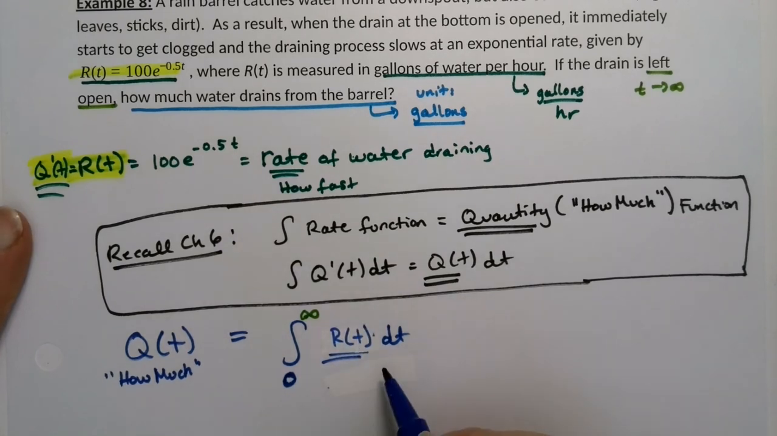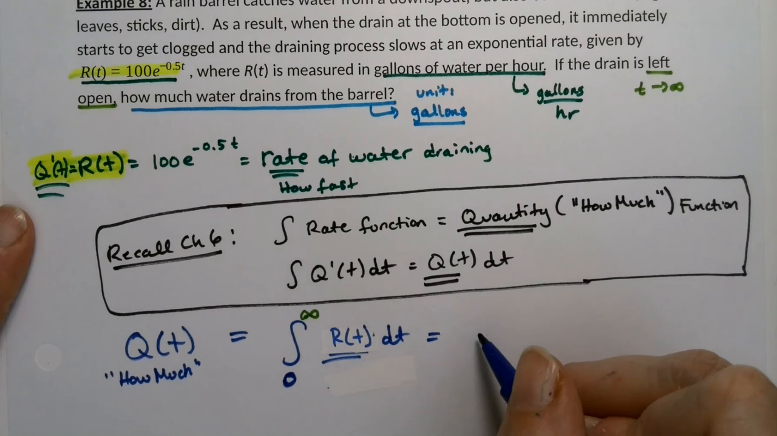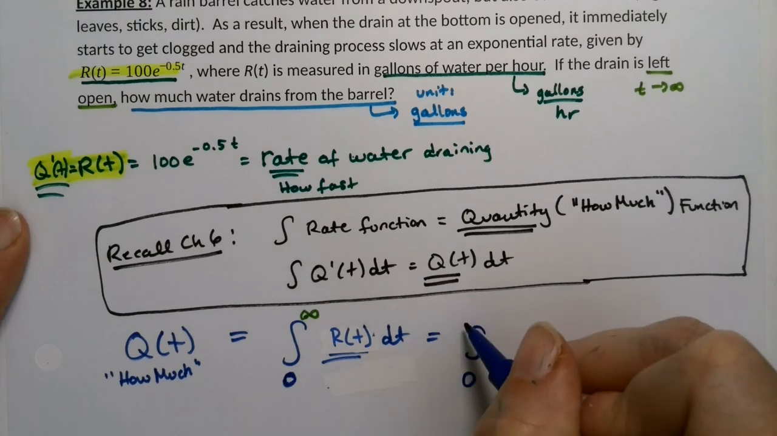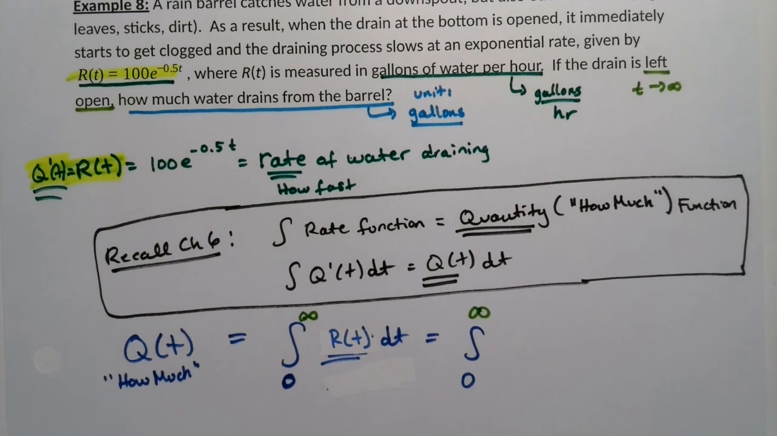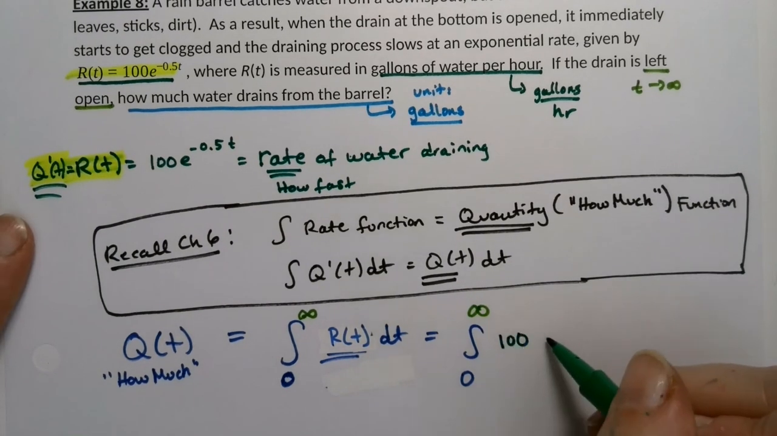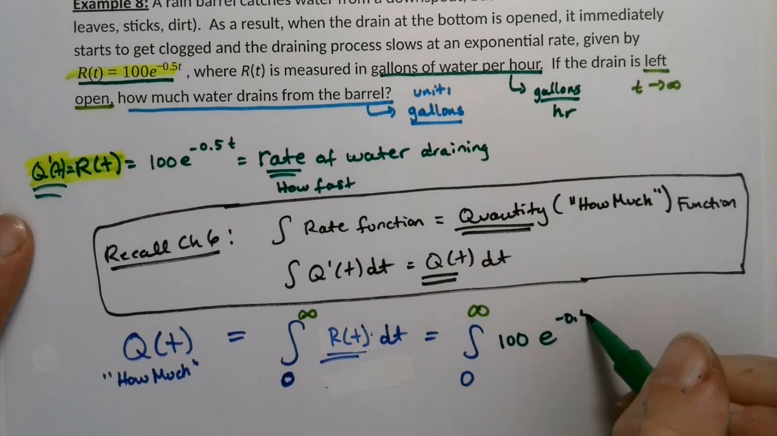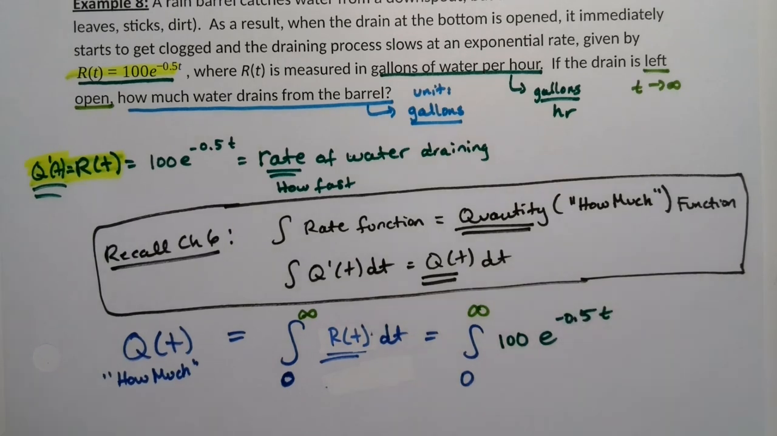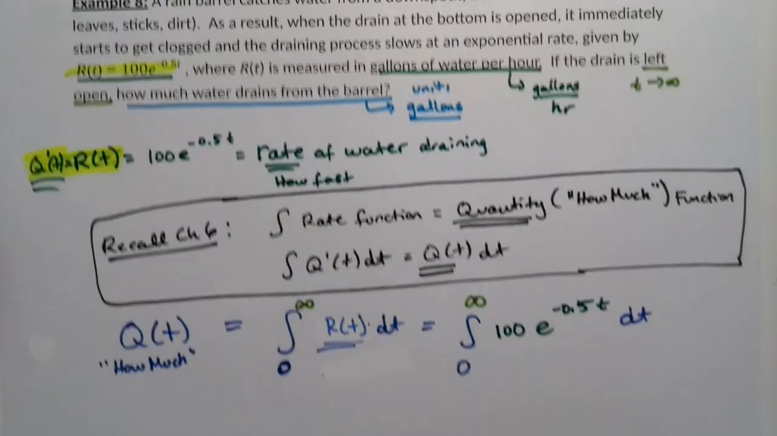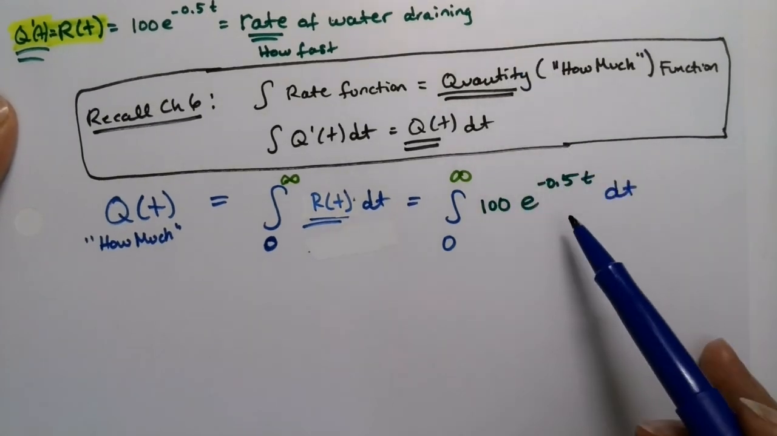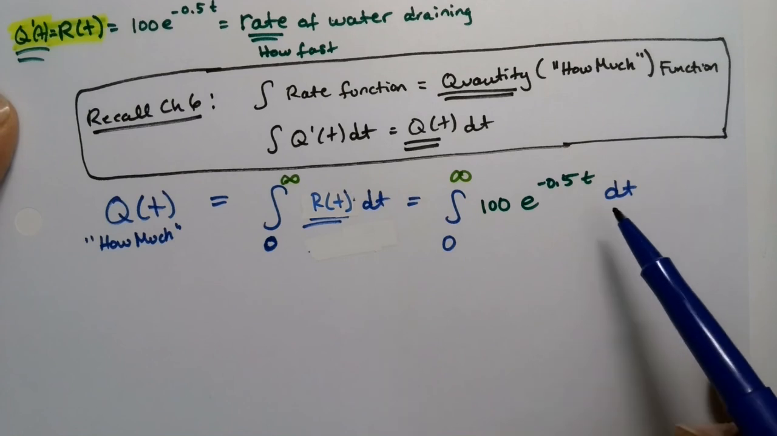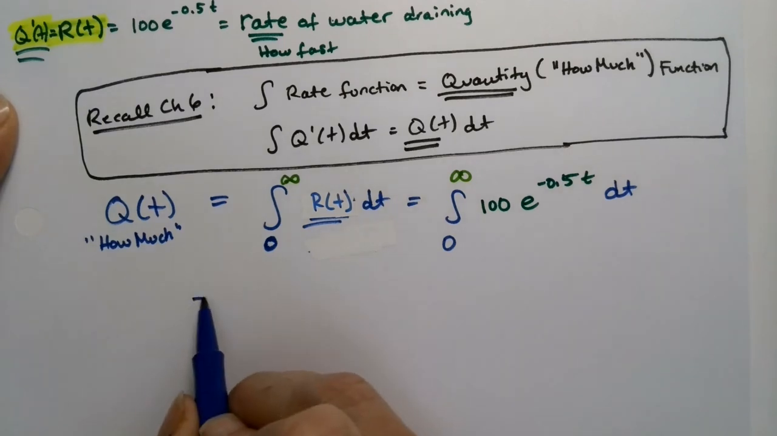Right, that is the derivative, which means I'm going to be taking the integral from 0 to infinity of that function, 100 e to the negative 0.5 t dt. Okay, let's do it. The application is all the setup, right? Getting that set up correct. Once you have this, you're just doing the same thing we've been doing through this whole section.